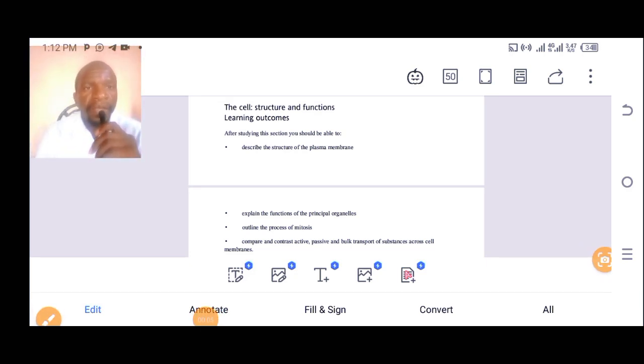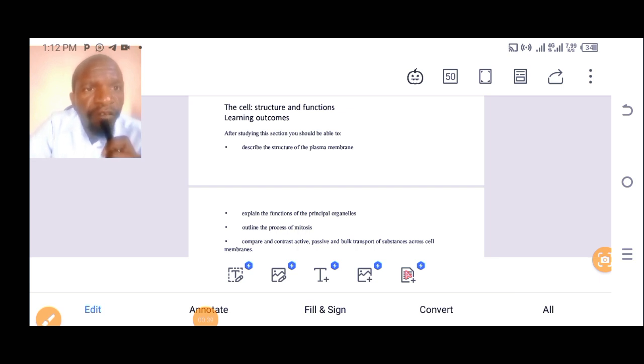Today I want to look at the cell structure, the structure and the functions of the cell. In this discussion you are going to learn, after studying this section, you should be able to describe the structure of the plasma membrane. Yes, it's very important for you to know how the plasma membrane is constituted and structured. That is very, very important.